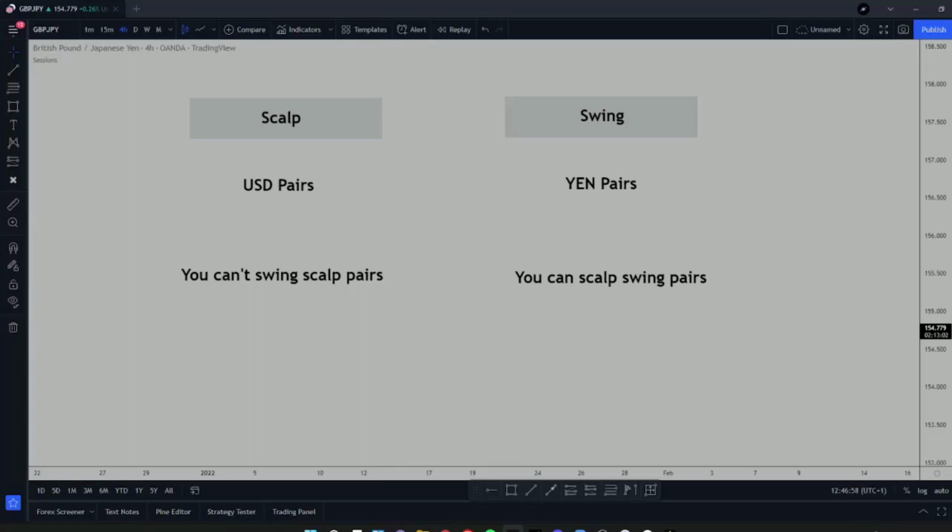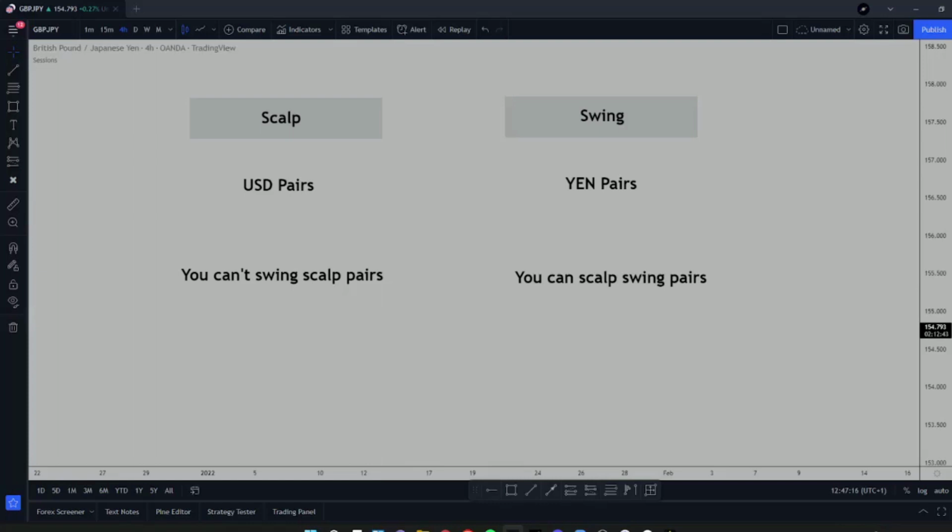And then on the other side, for example, the yen pairs, as you guys know, we trade GBPJPY only. Those are swing pairs. And not only GBPJPY, we have NZDJPY, AUDNZD, EURUSD, all that stuff. They're great swing pairs. And we'll get to the charts in a minute.